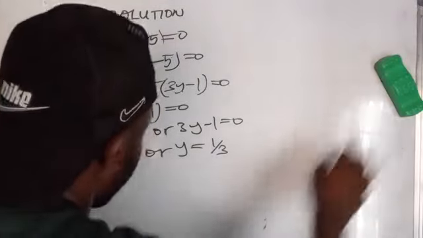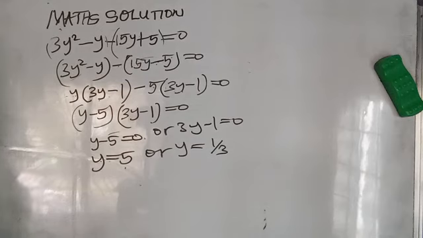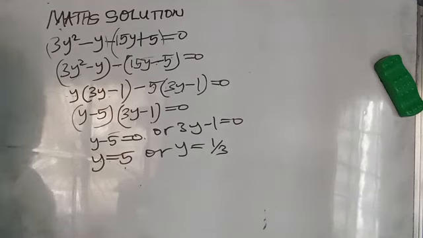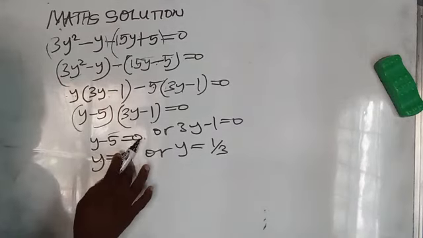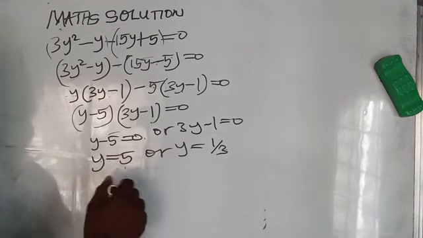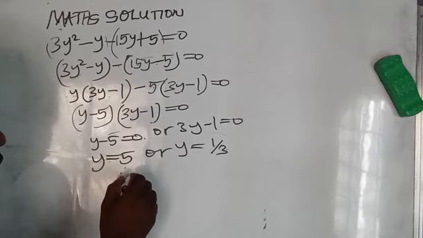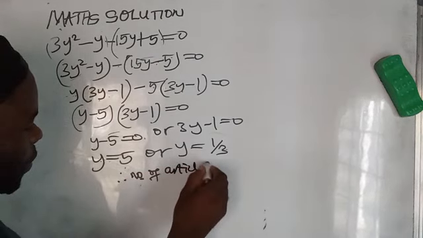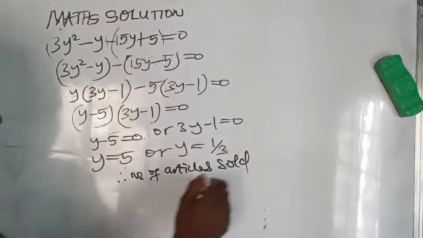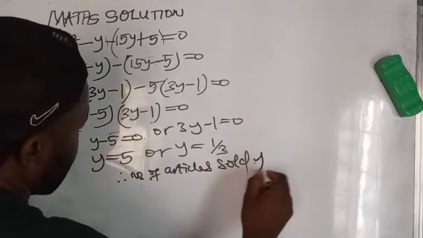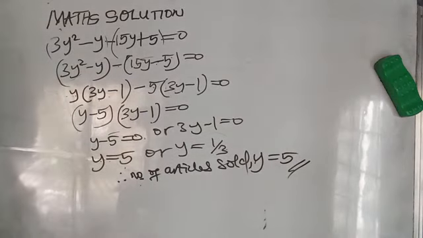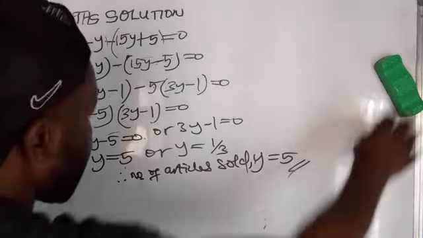Since the number of articles sold should be written to the nearest whole number, 5 is the correct answer. So you now neglect this. Therefore, the number of articles sold, which is y, equal to what? 5. And this becomes your answer. Good.